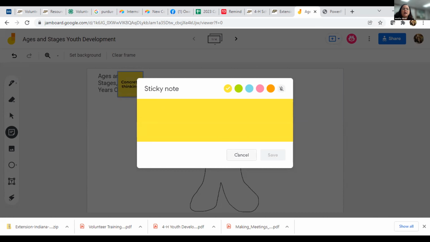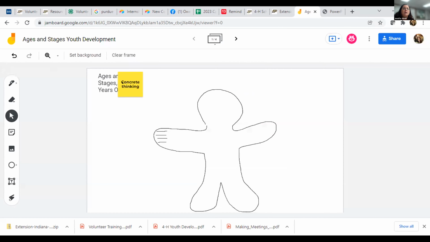And I'm not going to do a lot here. We'll just do one or two. And I like to make my little sticky note turn. So that might be one. How about socially? Can we think of any characteristics of social growth for this age group, 5 to 8?